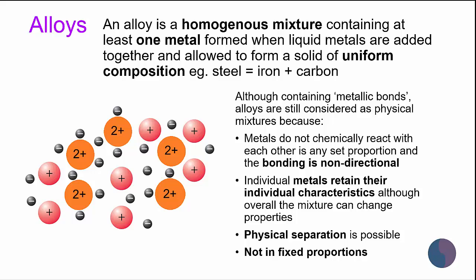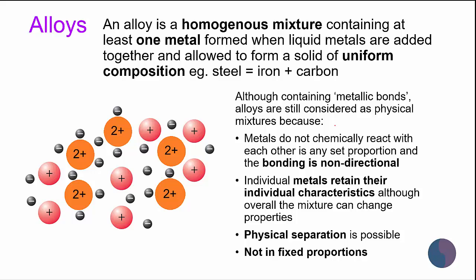So an alloy, the definition of an alloy given to you, is a homogeneous mixture containing at least one metal, formed when liquid metals are added together and allowed to form a solid uniform composition. Example, iron and carbon, although usually the second one is also a metal.